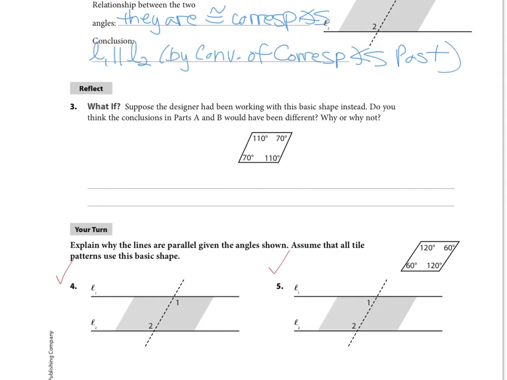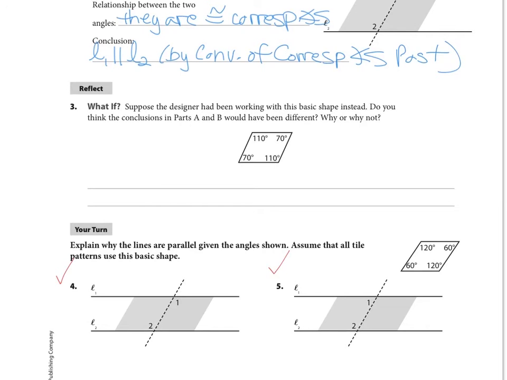We'll be explaining why the lines are parallel. Notice we have the same tile shape as we had before, and not only explain why they're parallel, but actually give the name of the theorem. That's what the explanation is, basically.